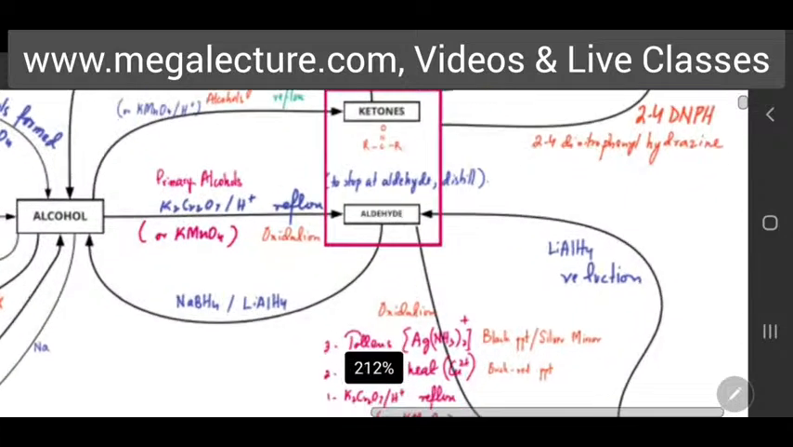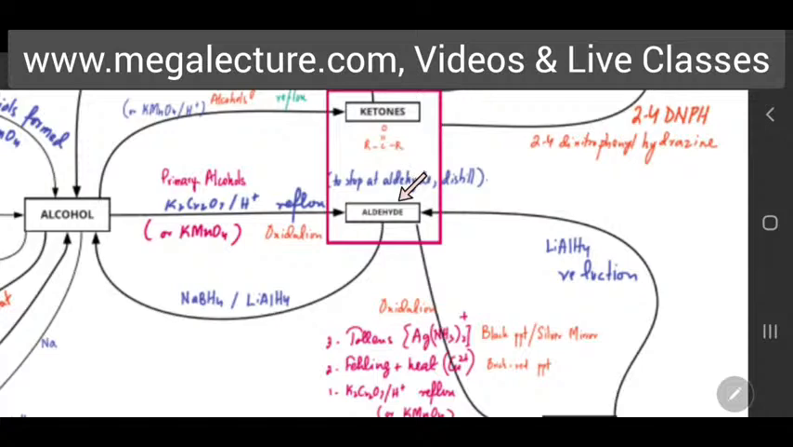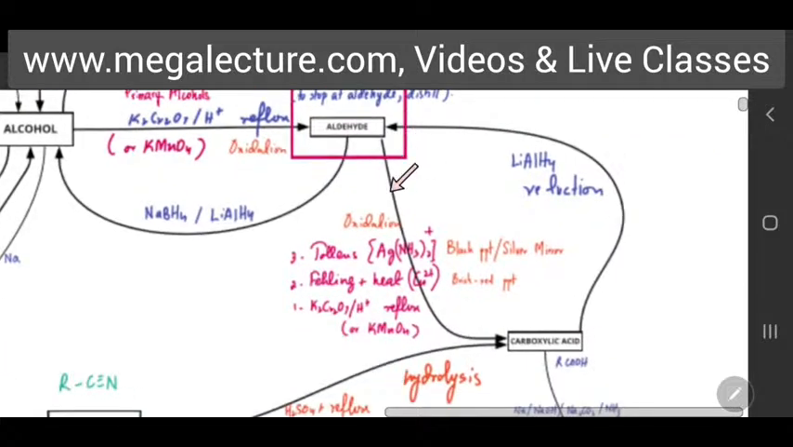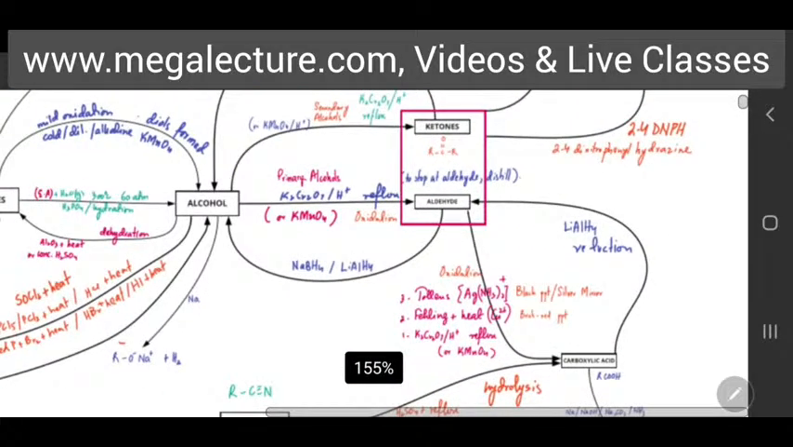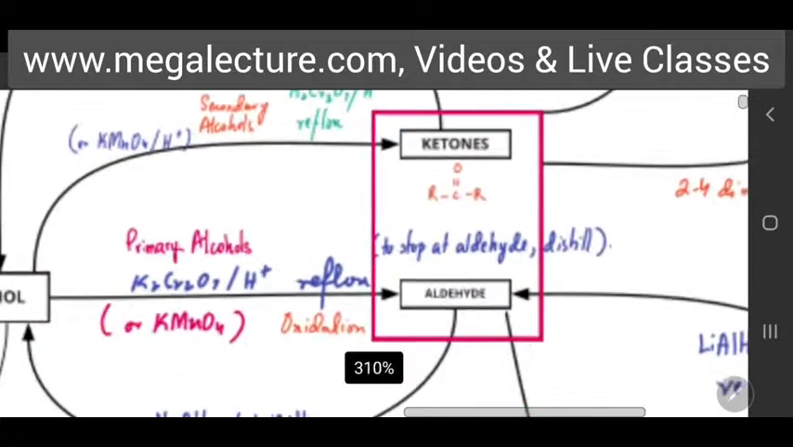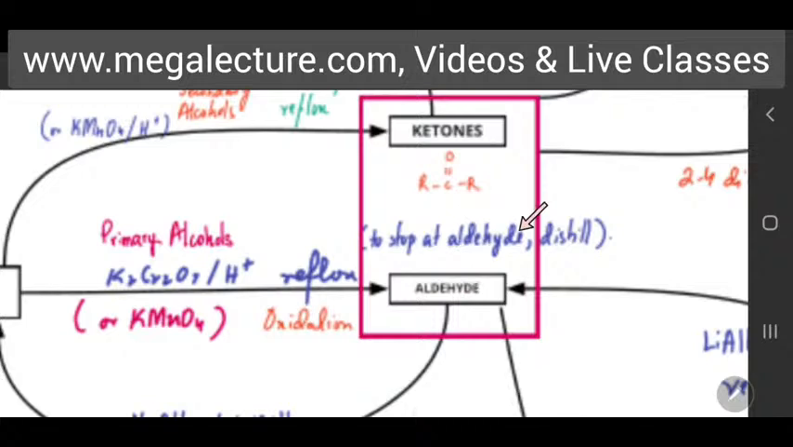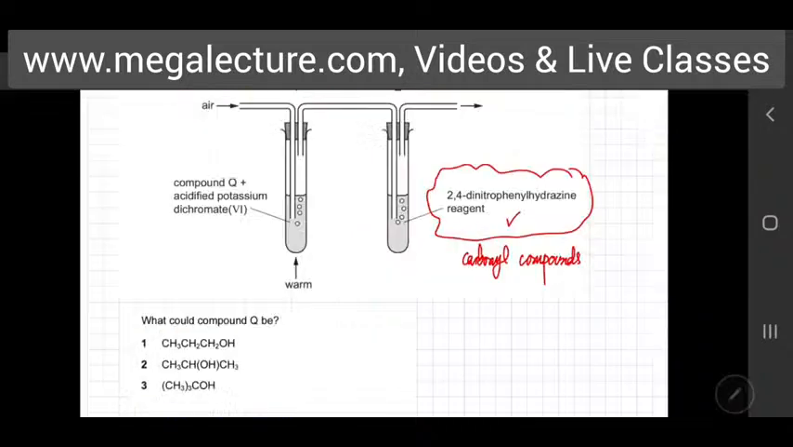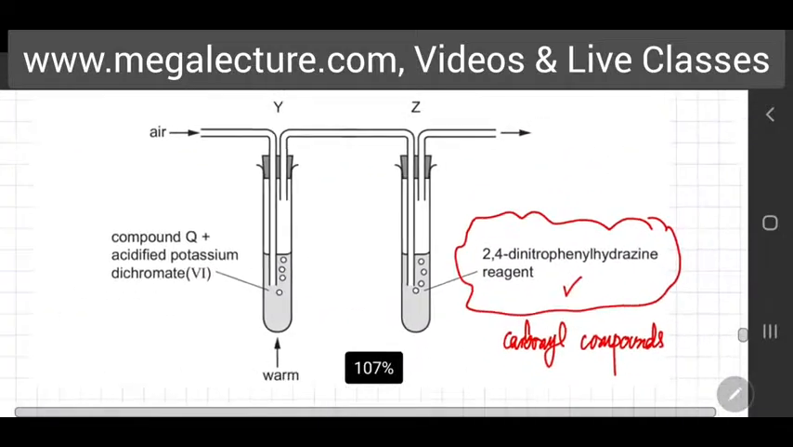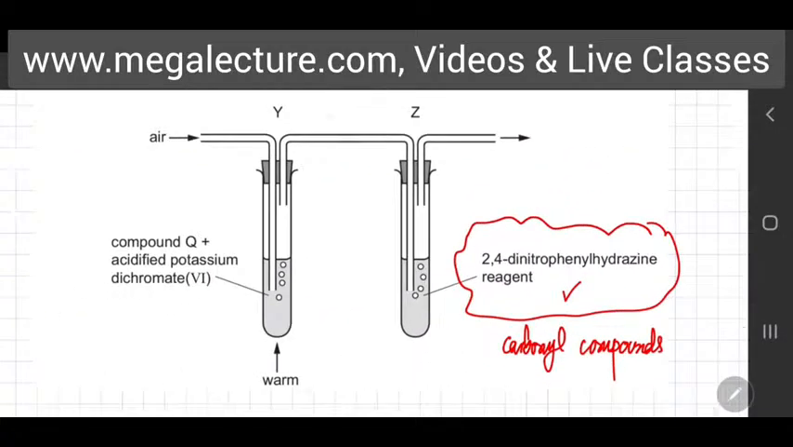Now for aldehydes, the reaction does not stop here, because with KMnO4, it's going to get further oxidized to a carboxylic acid. The reaction stops for ketones, but aldehydes will further get oxidized to carboxylic acid if you don't stop it. The way you stop an aldehyde is that you quickly remove it, you need to distill it. Now, if you look at the apparatus quickly, you would notice that even if you have a primary alcohol, it will turn into an aldehyde and the aldehyde would quickly evaporate and leave instead of turning into a carboxylic acid.